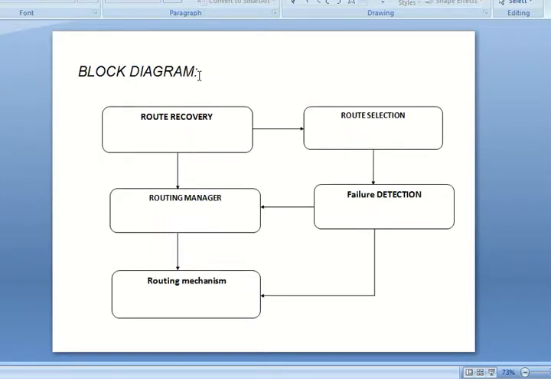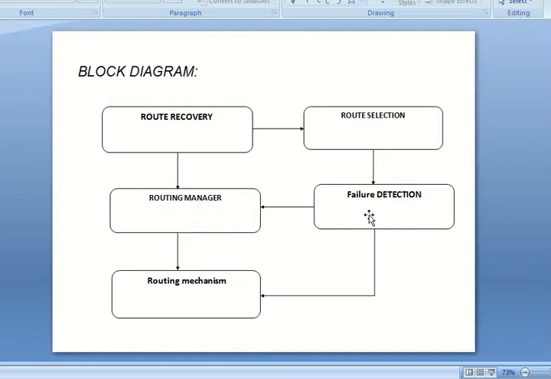The block diagram of our proposed system is given as follows. There are 5 blocks. The first block is route recovery. In the route recovery phase, when a packet has to be transmitted from the source to the destination, the route will be discovered. The second is route selection. In route selection, it will take the responsibility of choosing the shortest path.